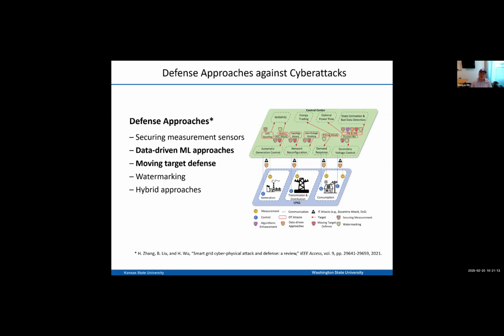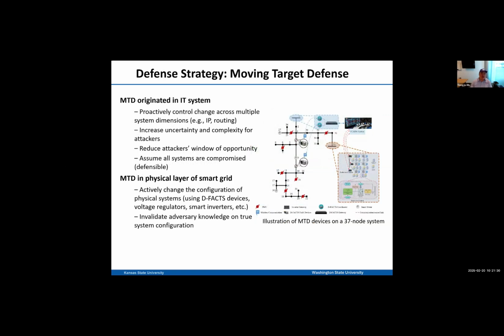The next one is the hybrid approach. They usually form defense in depth by combining different approaches. The two-layer model in the right figure is a graphic form of the smart grid model to summarize the defense mechanisms. Now I briefly talk about moving target defense.